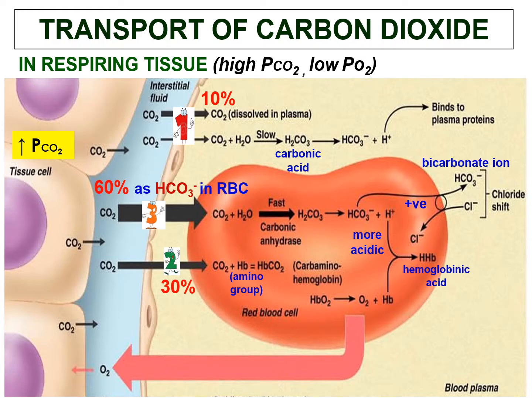So this is the diagram that shows a summary of what I've explained before. The first method is the 10% carbon dioxide dissolved in plasma. Next, we have 30% of the carbon dioxide diffused into the erythrocyte and combined with hemoglobin to form carbaminohemoglobin. And the third one, the 60% of the carbon dioxide enters the erythrocyte, but then diffuses out of the erythrocyte in the form of bicarbonate ion.